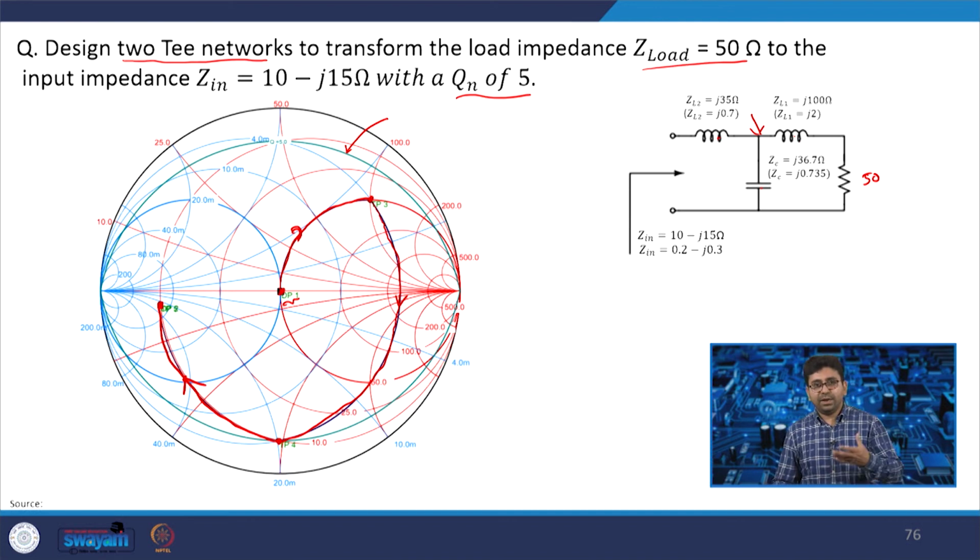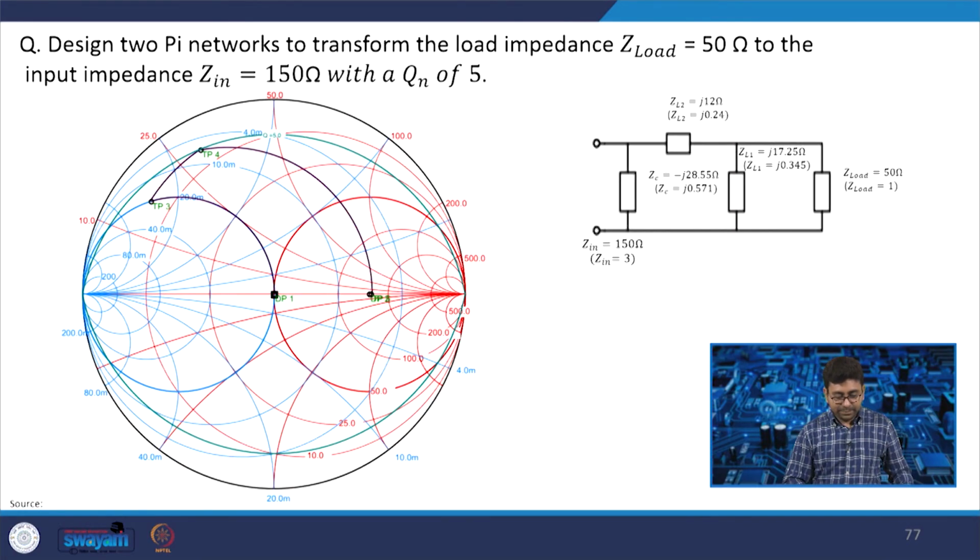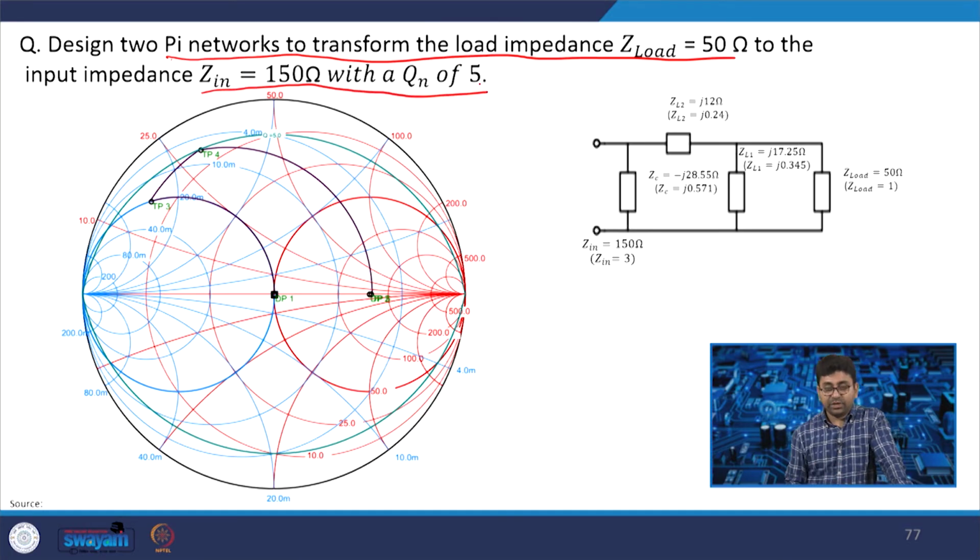So, there are 2-3 solutions possible for any design that you want to do. Now, we will take another example, in which we use a pi network to transform the load impedance Z load, 50 ohm, to the input impedance Z in, which is equal to 150, with Qn equal to 5. So, how will we do that?